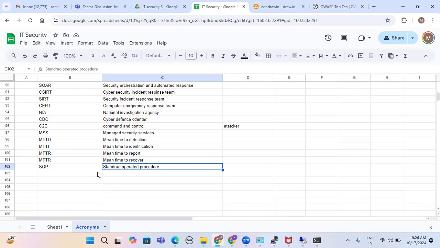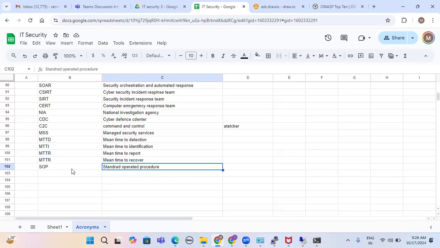That is called SOP. This SOP has alternative names or synonyms also available. That is called playbook or runbook. In yesterday's interview, the question was: do you know how to create an SOP? Do you know how to create a playbook? Or do you know how to create a runbook?